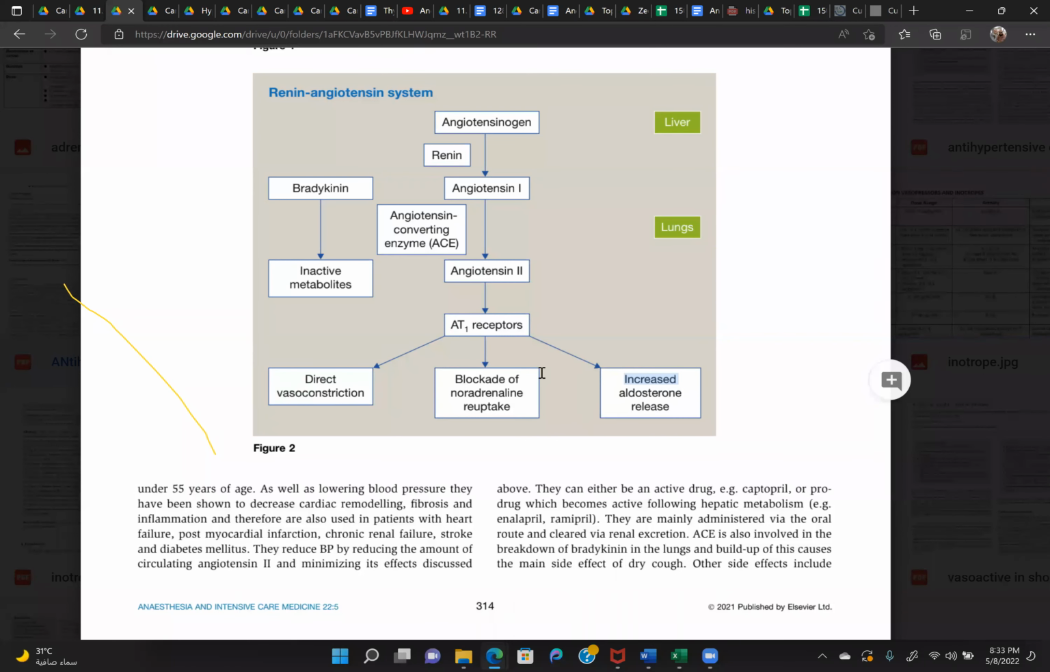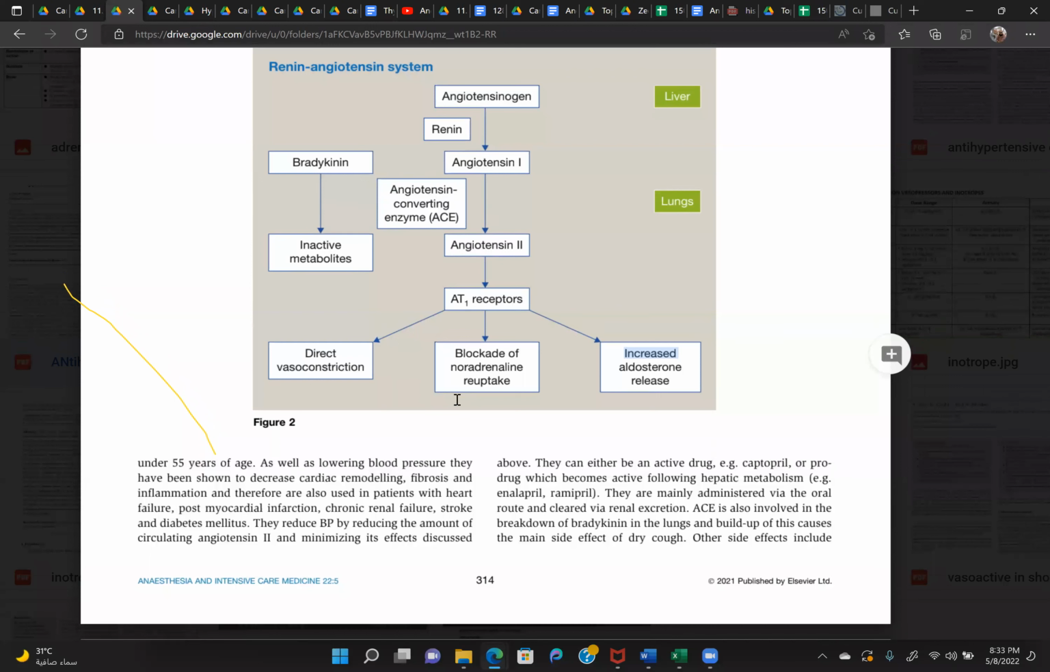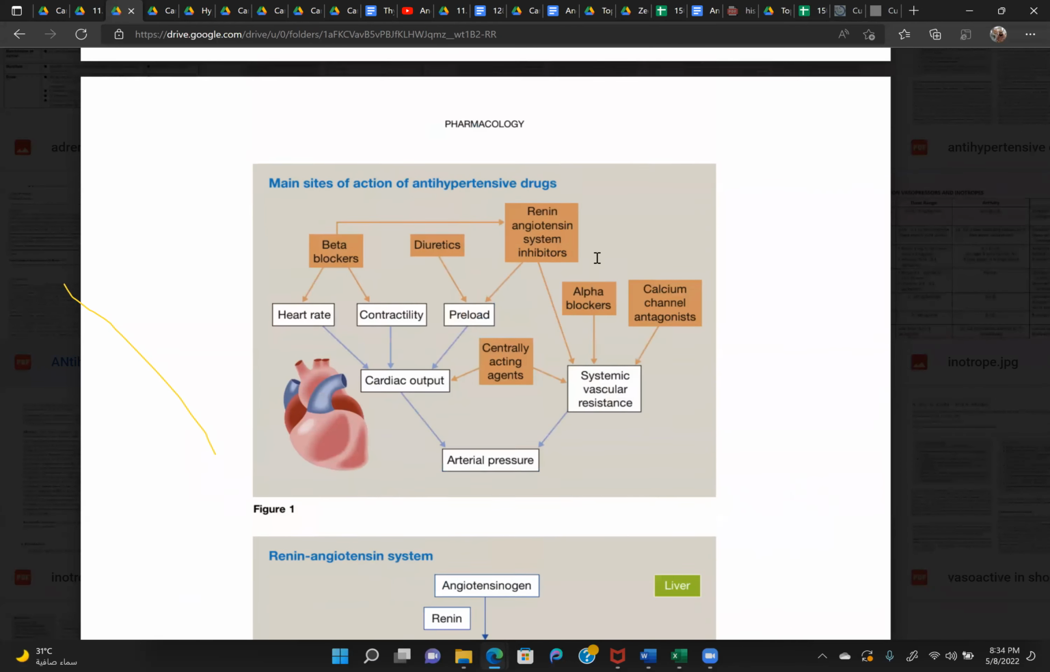Okay. So the net result will be that the vessels won't be vasoconstricted. Yes, there will be vasodilatation. There will be a decrease in volume. Okay, a decrease in volume because of decreased aldosterone. So the net result will be decreased preload. Okay.